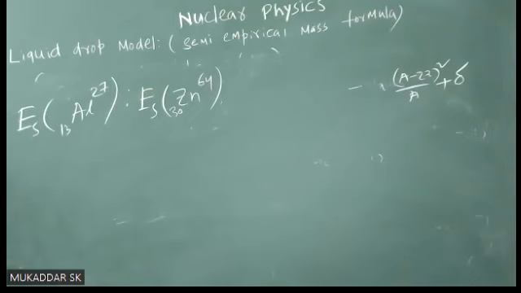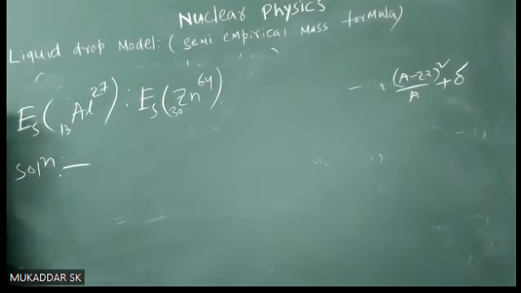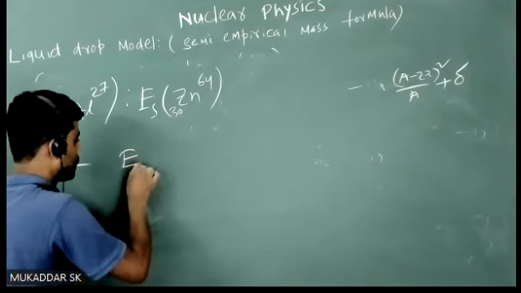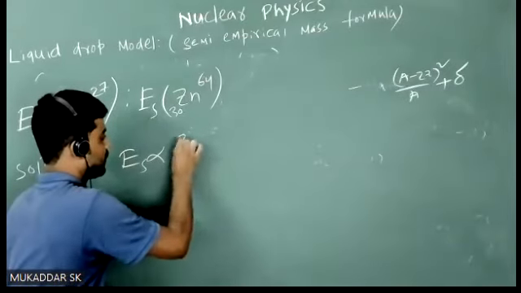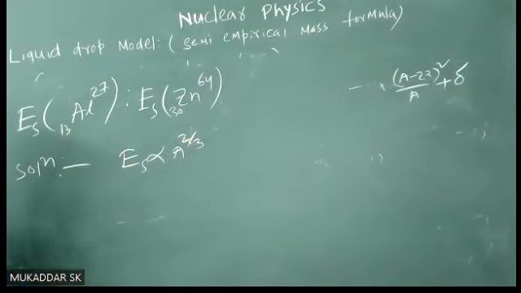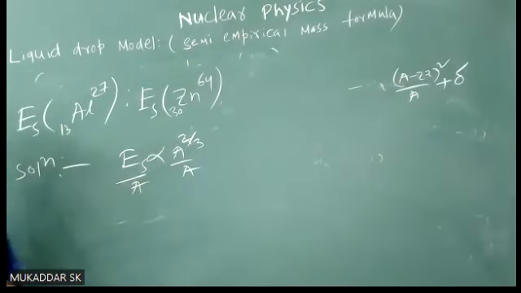Can you solve it? Yes, sir. So how will we solve it? Proportional to A^(2/3). Now you see, the problem is here: E_S denotes surface energy per nucleon. Whatever you saw, E_S was proportional to A^(2/3). But here they have given per nucleon. What does it mean? You have to divide by A. Is it clear what I am saying?